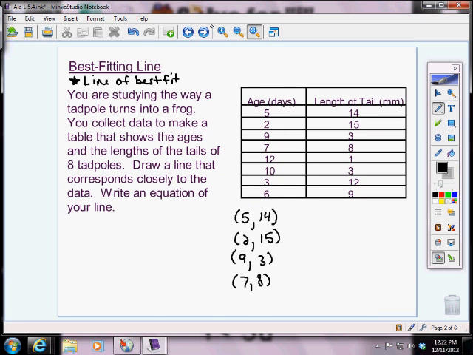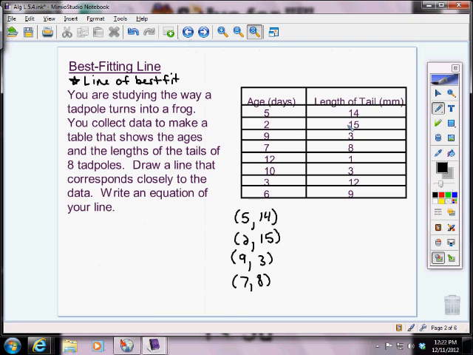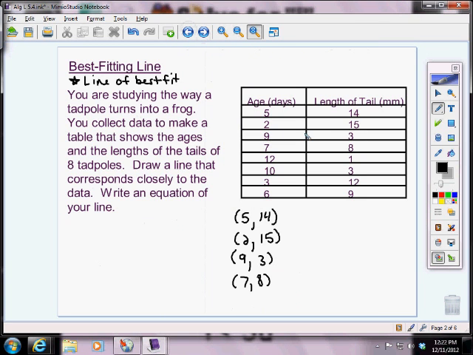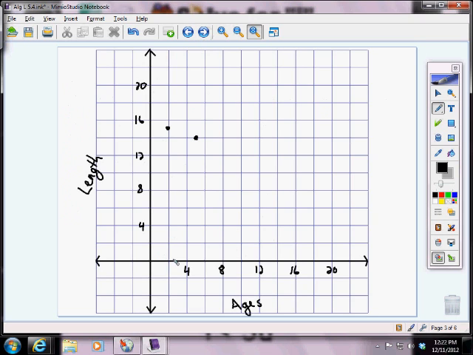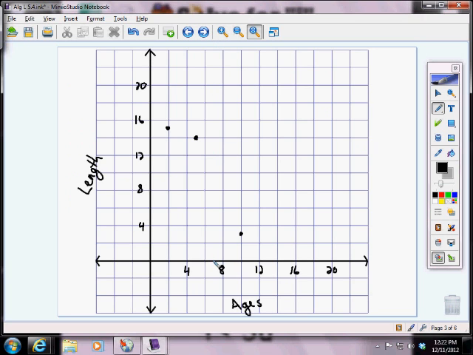5, 14. Here's 5, and then I go up to 14, which will be right here. Our next point is 2, 15. Here's 2. Here's 15. 9, 3. Let's go over here to 9 to 3. We also have 7, 8. 7 would be right here. 8 is right here.